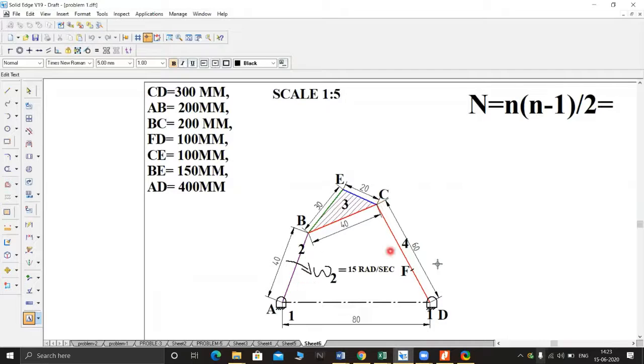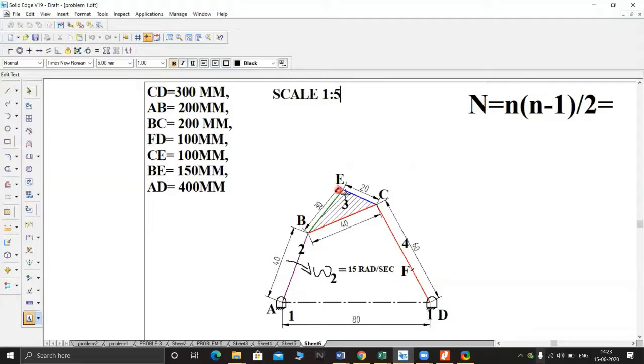Is this self-explanatory? No need to explain how to construct this, correct? Because you know the geometrical construction well, and every dimension is given. You can easily construct this according to the given scale, that is 1 is to 5.